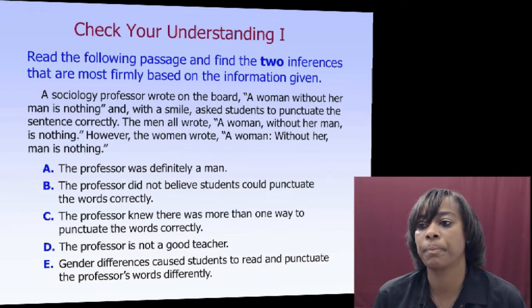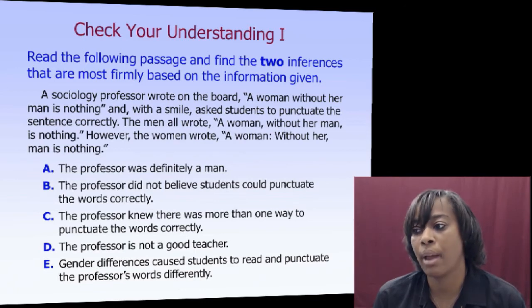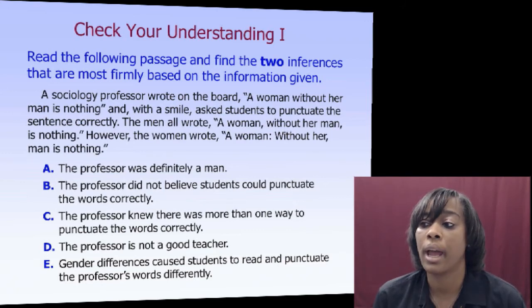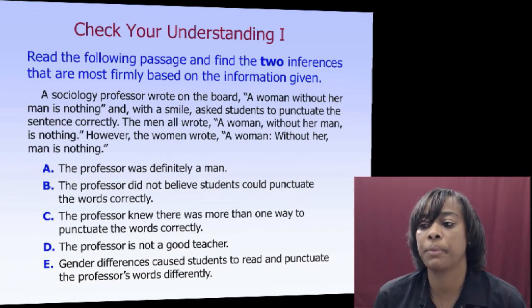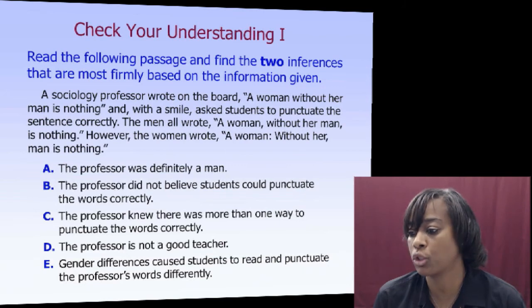This one is a little short paragraph, and it says, a sociology professor wrote on the board, "A woman without her man is nothing." And with a smile, he said this, asked the students to punctuate the sentence correctly. The men all wrote, "A woman without her man is nothing." However, the women wrote, "A woman without her man is nothing." So you see how the two ways people took it. So do you believe that the professor was a man? Or B, do you believe the professor did not believe students could punctuate words correctly?